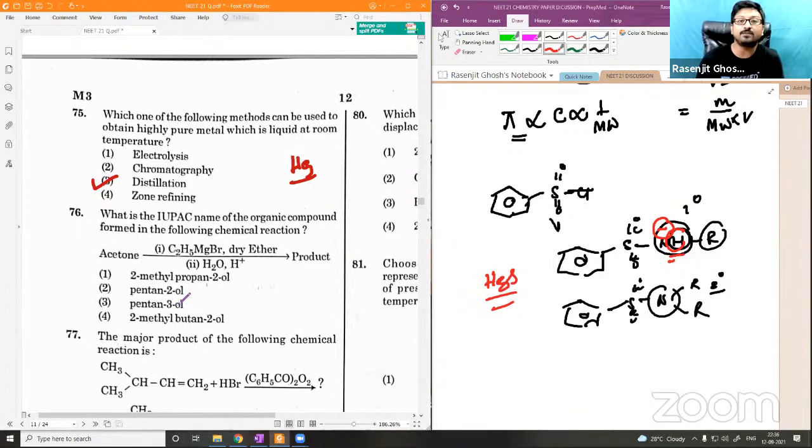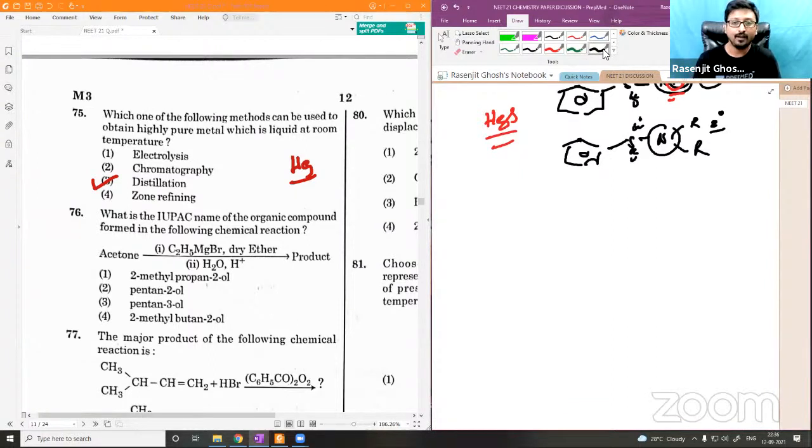What is the IUPAC name of the organic compound which is formed in the following chemical reaction? You can see definitely the question involves a Grignard reagent and dry ether. So it will definitely be a Grignard reagent reaction, right? Let me write the reaction first here. Let's say you have an acetone molecule here and you have this molecule, C2H5Br. So what will happen? CH3CH2Br. This part will attack here. So what will it form?